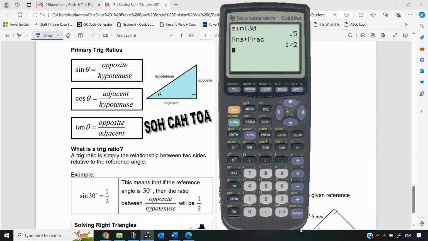Now what that means again is that if I have a reference angle of 30, my opposite side is 1 when my hypotenuse is 2. If I were to type in cos of 30, that gives me an irrational number. I'll just let you know that that's root 3 over 2. What that would mean is that if I have a reference angle of 30 degrees, my adjacent side would be root 3 and my hypotenuse would be 2. If I type in tan 45, that's 1. That means that my opposite and my adjacent are actually the same length. So if I have tan 45, that means my opposite could be 2, my adjacent could be 2.